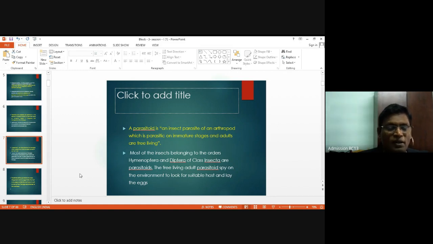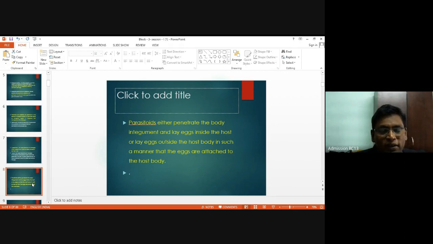So that way the pest will be controlled or destroyed or killed. We'll see that also. So parasitoids either penetrate the body integument and lay eggs inside the host, or they lay eggs on the host body in such a manner that the eggs are attached to the host body. What will this parasitoid which lays the eggs do?